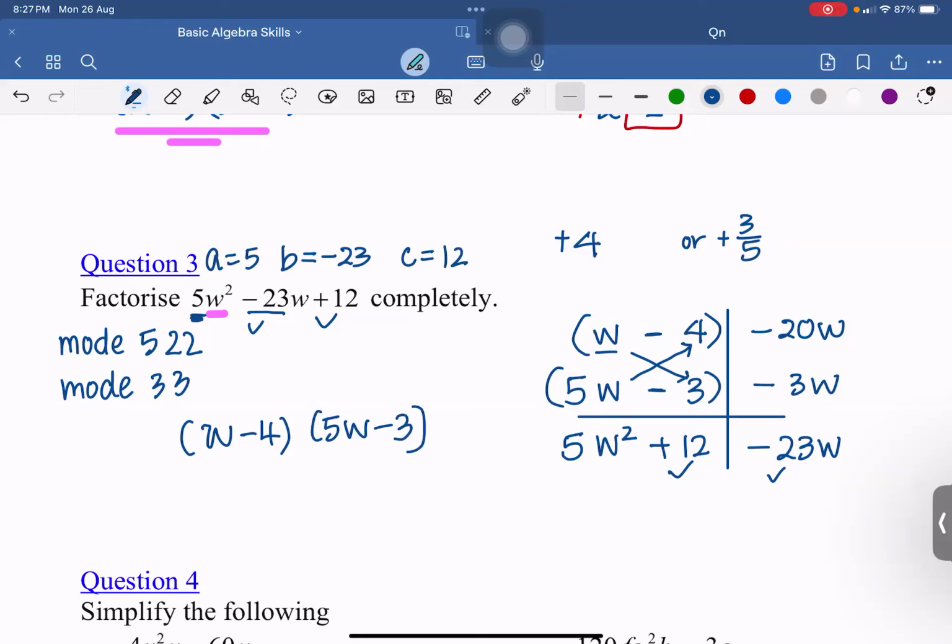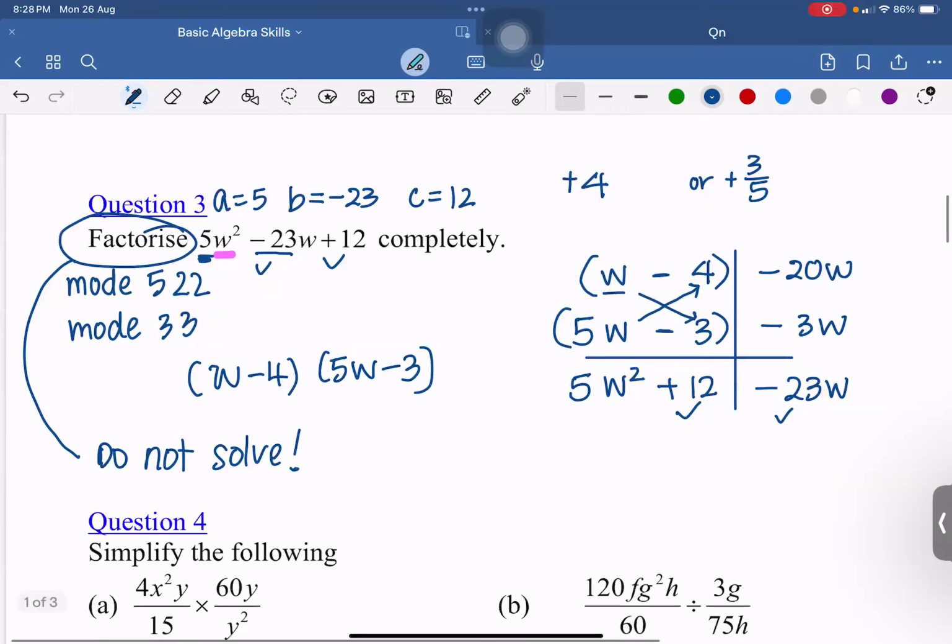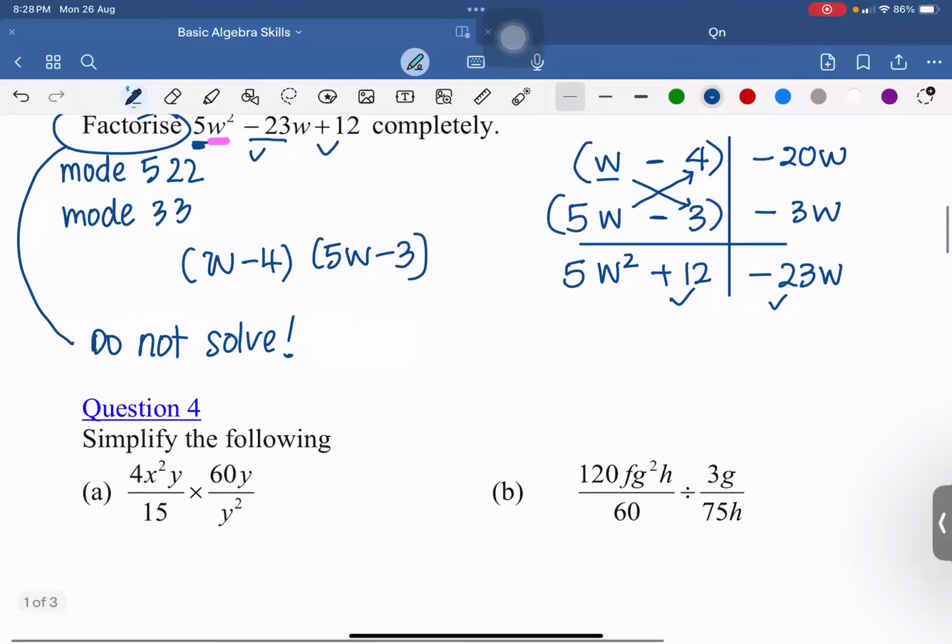Notice some of you will put equal to 0, then you go and solve. The question is factorize. That means we want it in bracket form. They never put equal to 0. Please don't go and solve it. Do not solve it. Right? This is factorize. Do not solve the thing. Okay? Right. I'm doing one sample question for every single skill to revise.